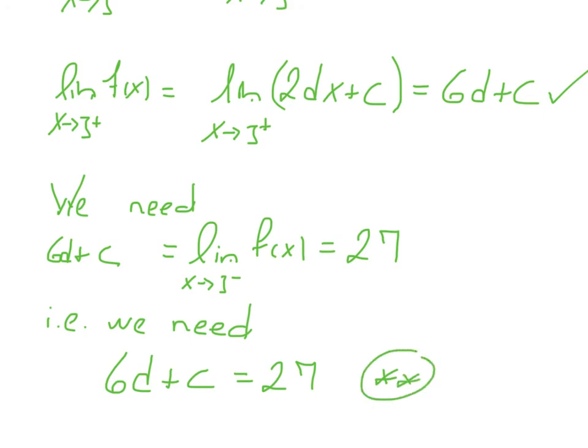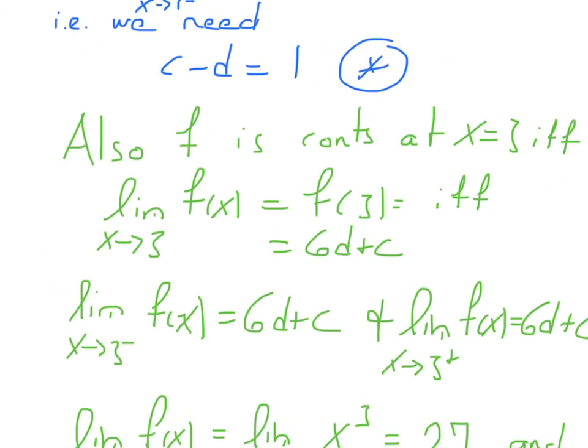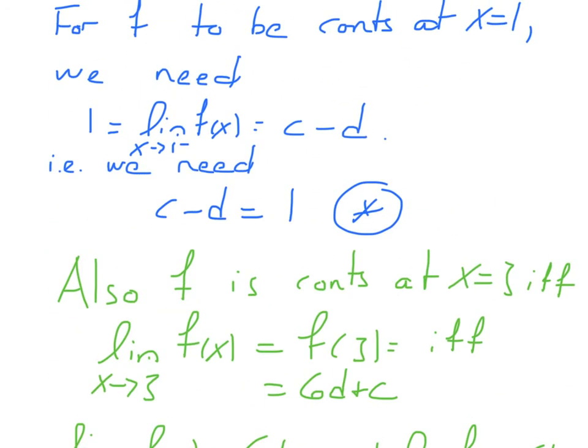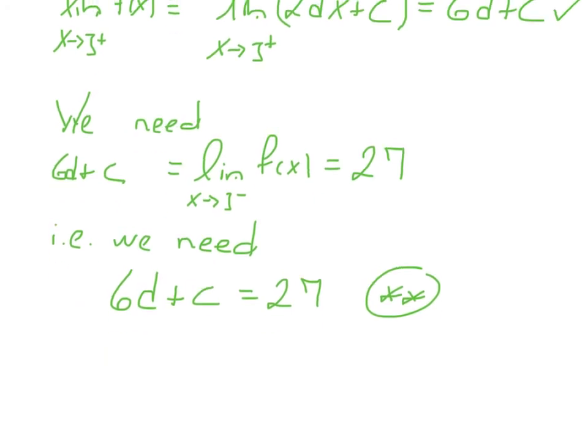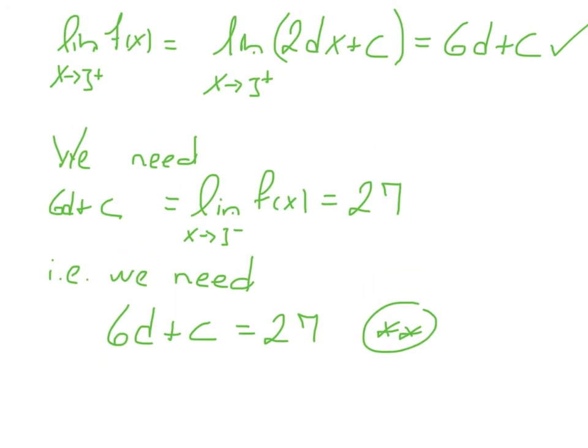Okay, so we now have two conditions. For f to be continuous at 1, we needed c minus d to equal 1, and for f to be continuous at 3, we needed this condition, star star, 6d plus c to equal 27. All we need then is to satisfy these two equations.